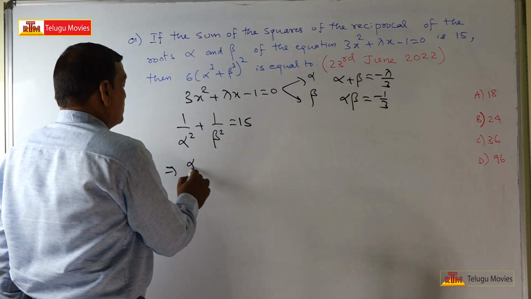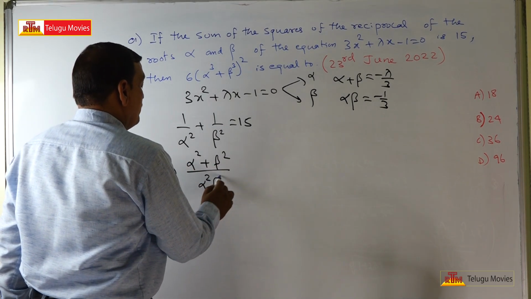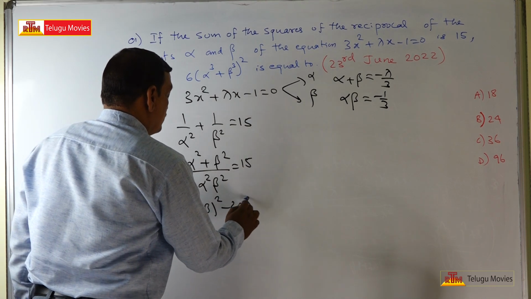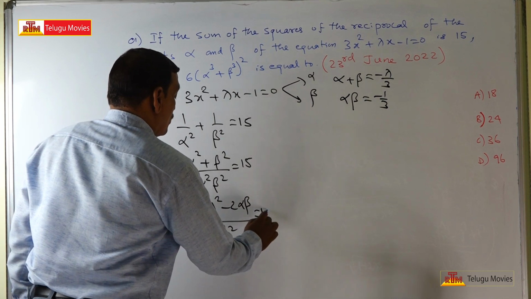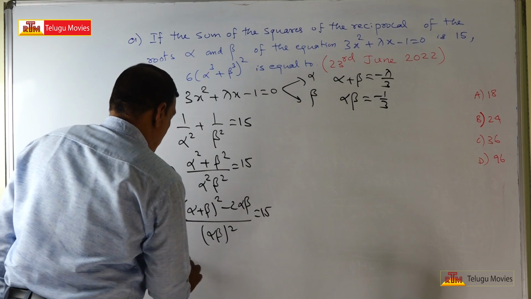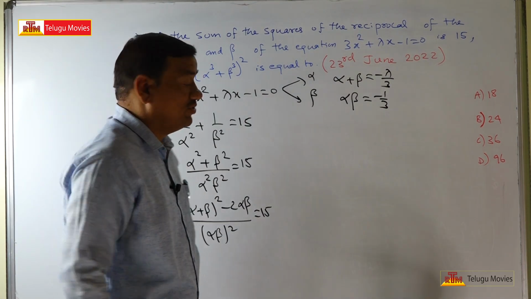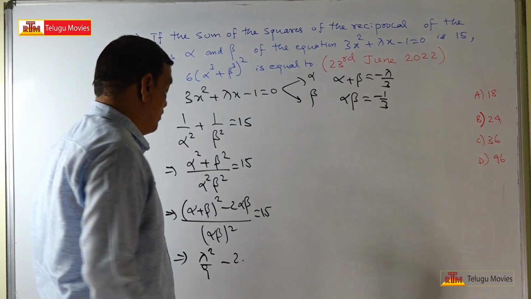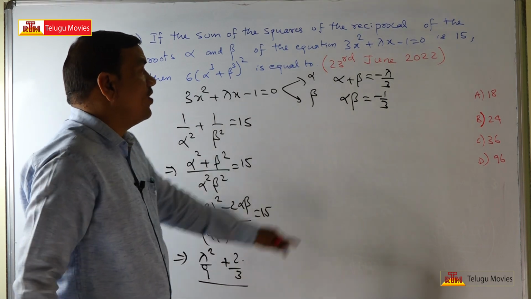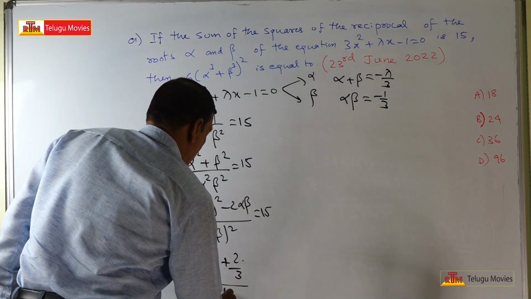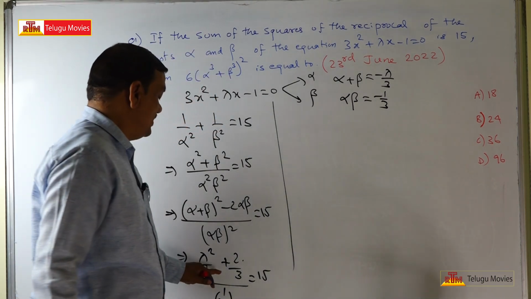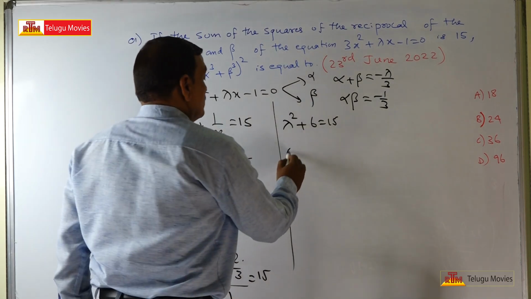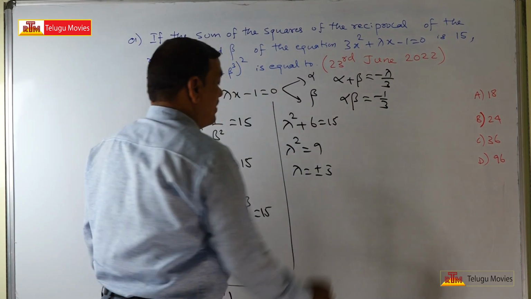So from this, (α² + β²)/(α²β²) = 15. This equals ((α + β)² − 2αβ)/(αβ)² = 15. Here α + β is −λ/3, so this is λ²/9 minus 2 times αβ, which is −1/3, so plus 2/3, divided by (αβ)², that is 1/9, equal to 15. The LCM is 9, so you will get λ² + 6 = 15. So λ² = 9, and λ = ±3.